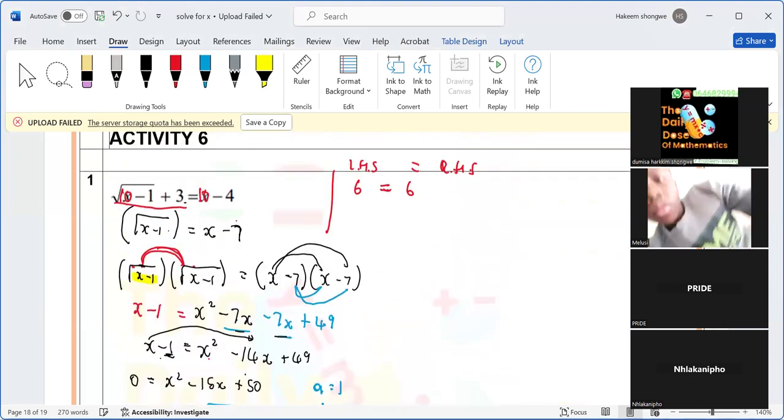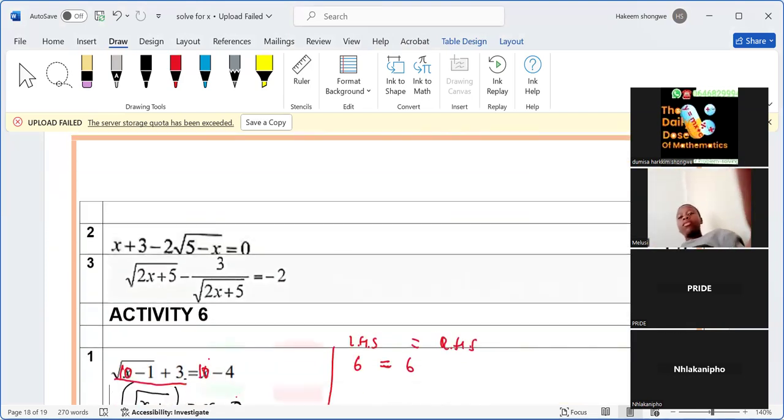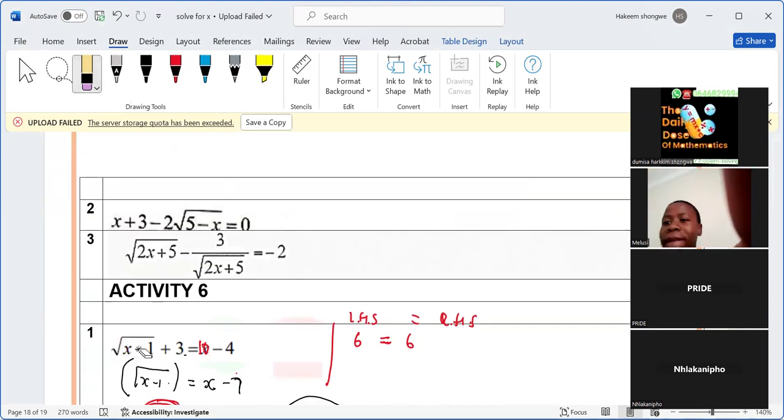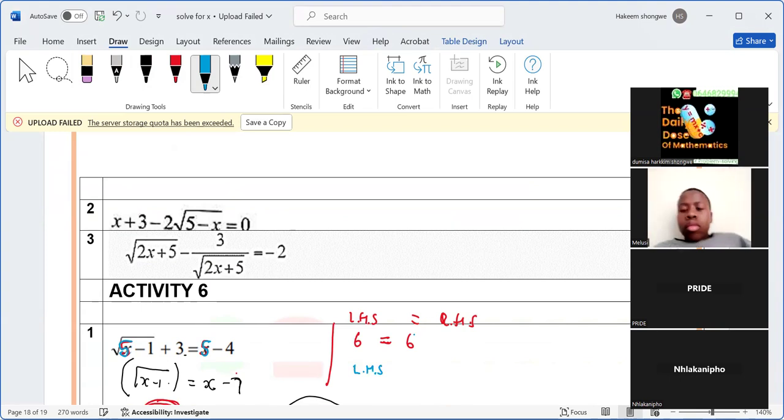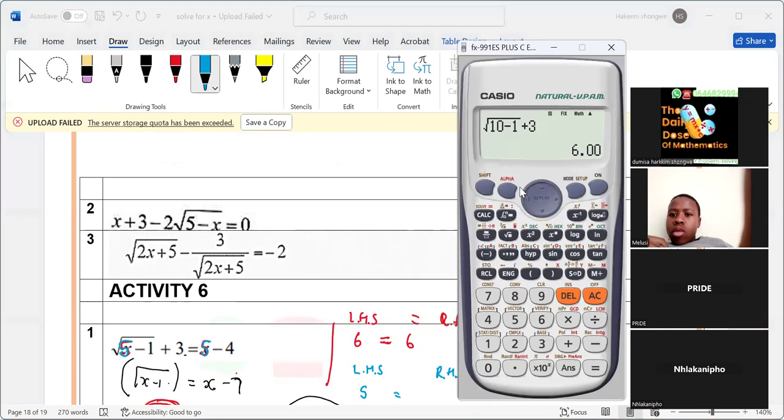We have 5. Now, instead of 10, we're going to put 5. So let's put 5 here. There's an x, and then we also put 5 here. Let's check the left-hand side first. What do we get as our left-hand side? 5. Are you sure? Okay, what do you get as your right-hand side? 5 minus 4. You get 1.